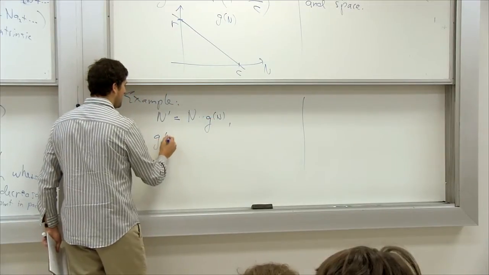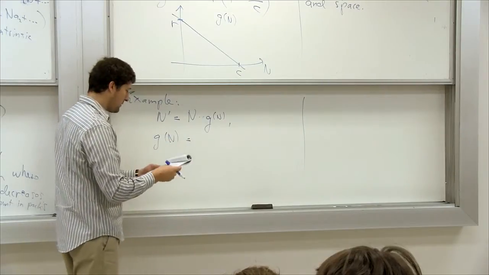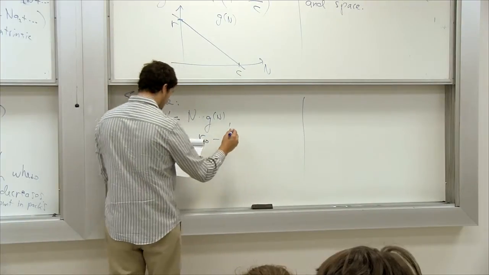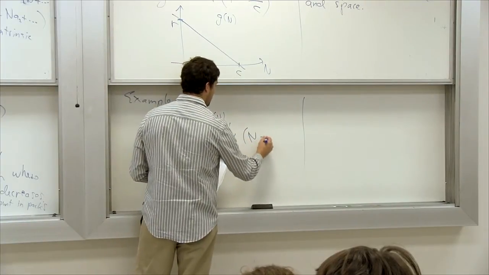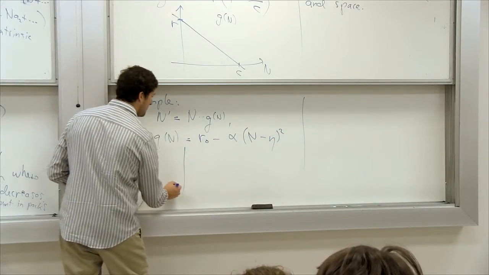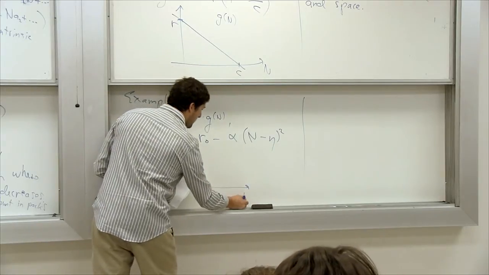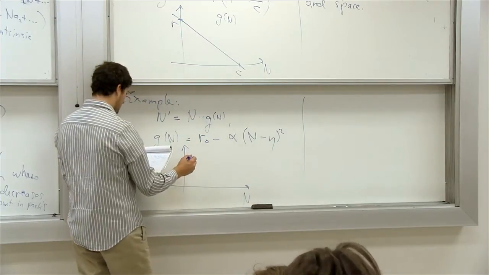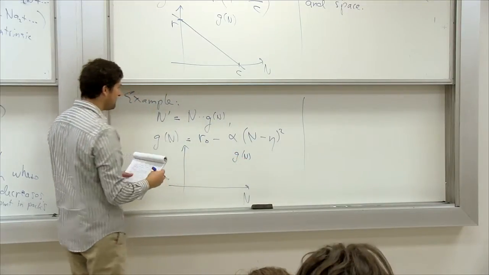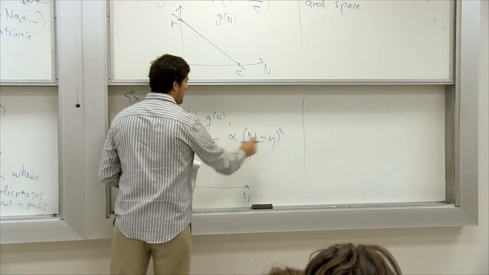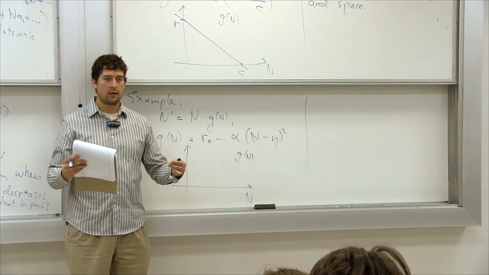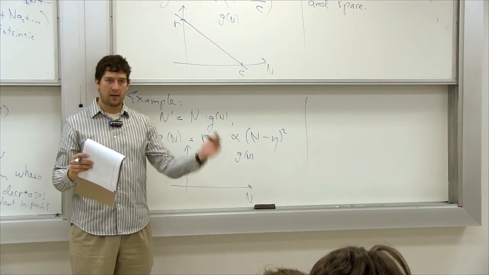where g of n is r0 minus alpha times n minus eta squared. So this would be n here, and here is g of n. Now, what shape does this function have? It's a parabola, okay? Is it pointing up or down? Yeah, it's pointing down, okay?